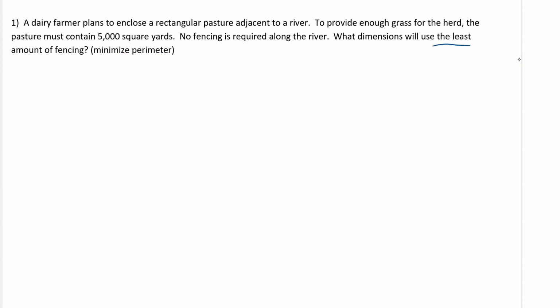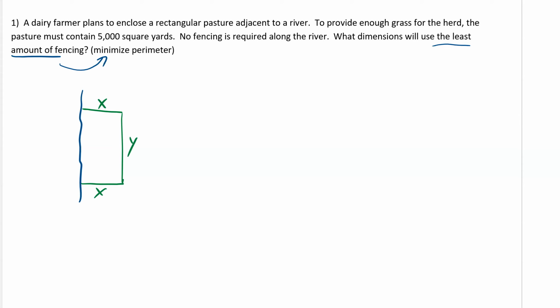Since these are maximizing and minimizing problems, when you see least amount, what they're asking you to do is minimize. And the fencing is basically our perimeter. So let's draw a picture and draw our fencing. It says we have a river, and we're going to make a rectangular pasture adjacent to this river. No fencing is required along the river, which means we should label each side with a variable.